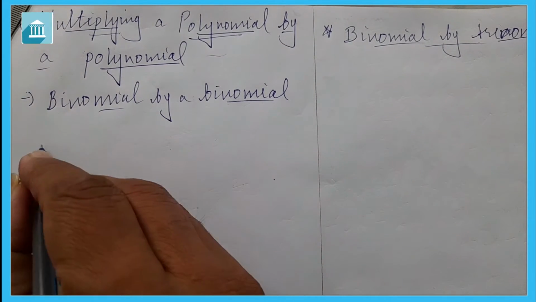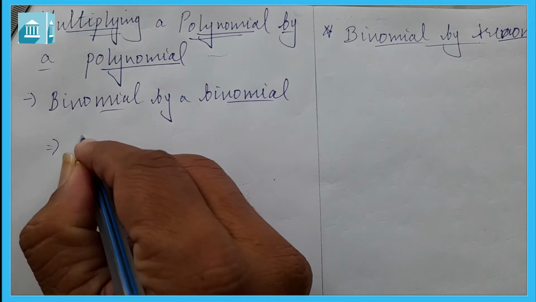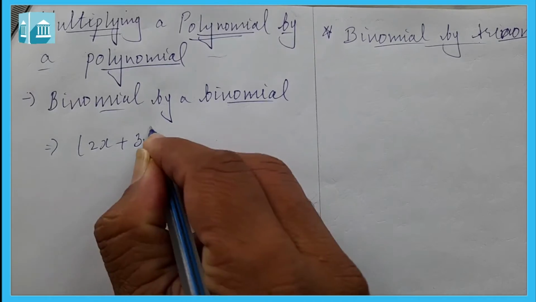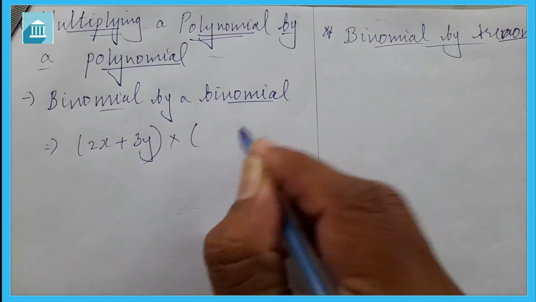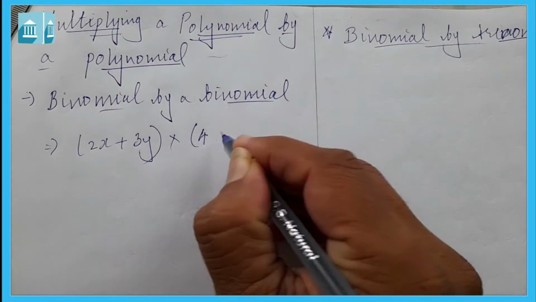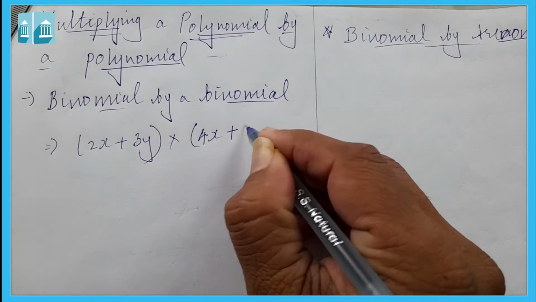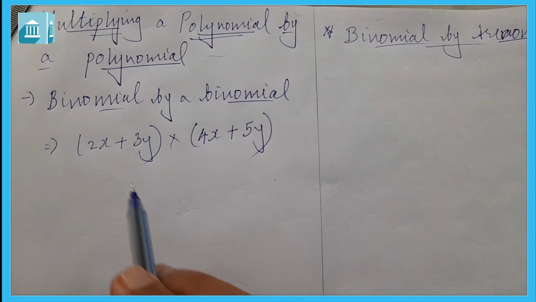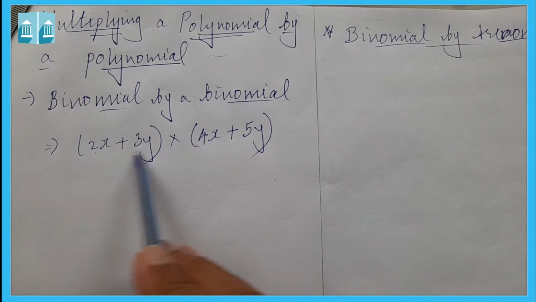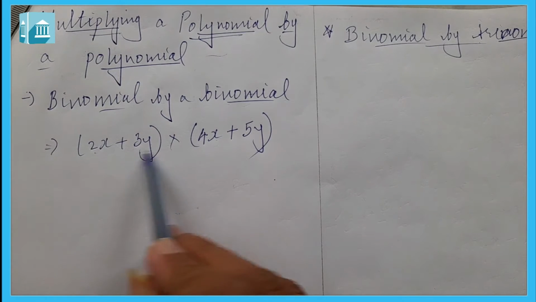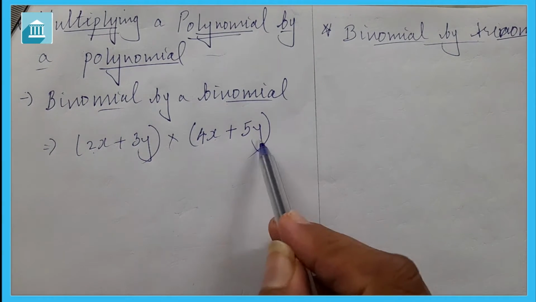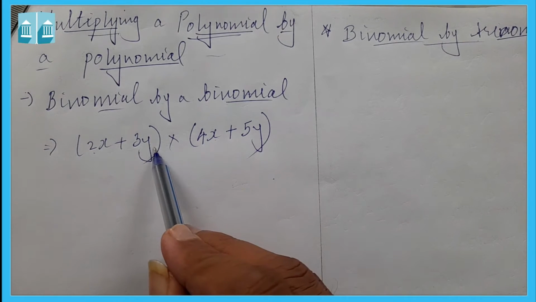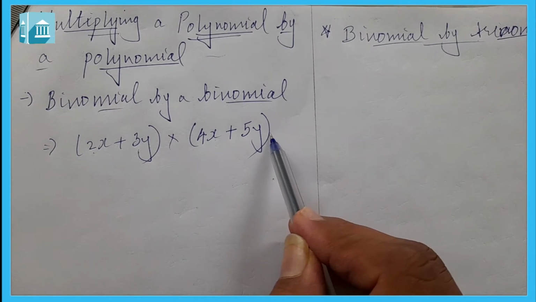So let me give you one example. For example, 2x plus 3y multiplied by 4x plus 5y. Now here 2x plus 3y is one expression which is a binomial. 4x plus 5y is also an expression which is again a binomial.